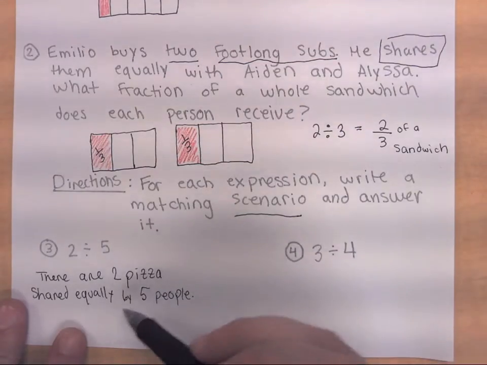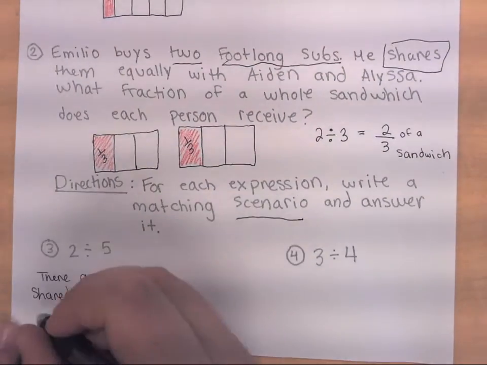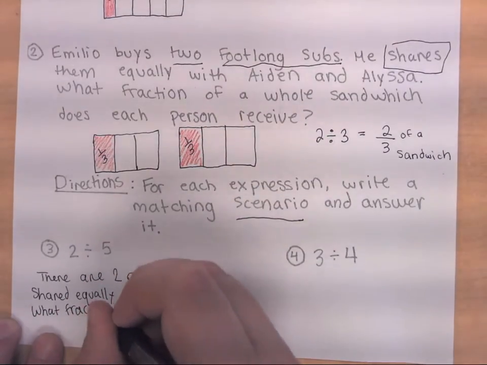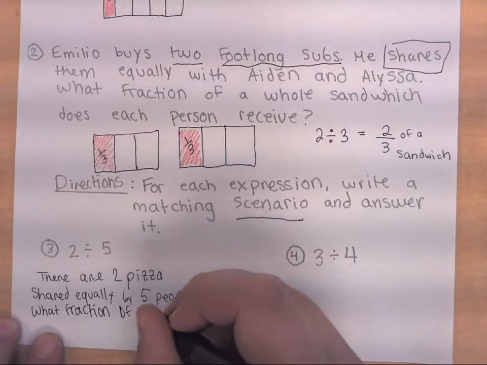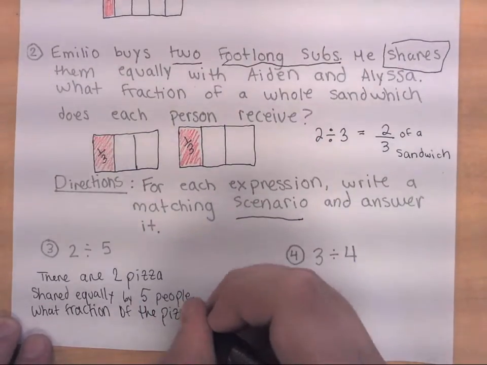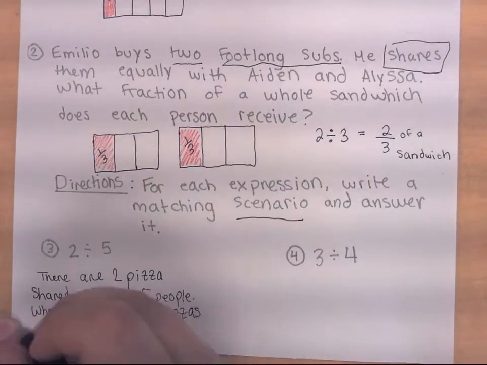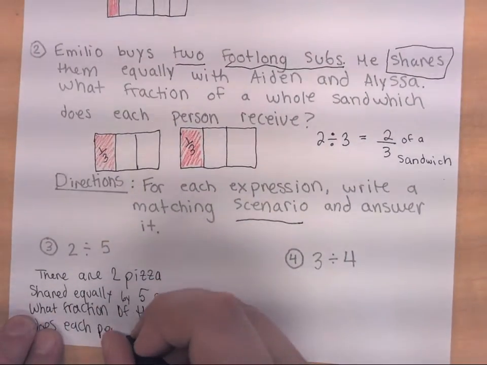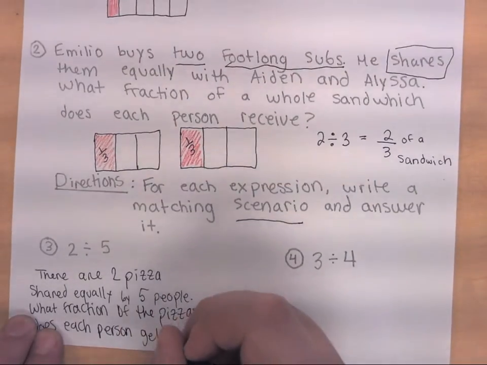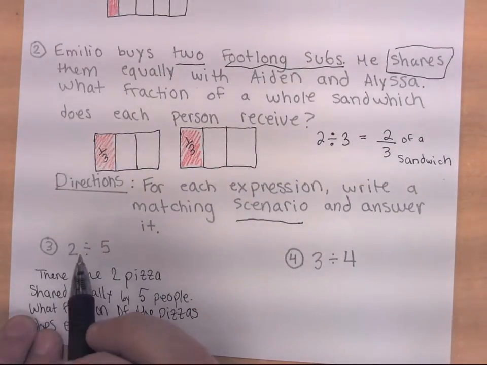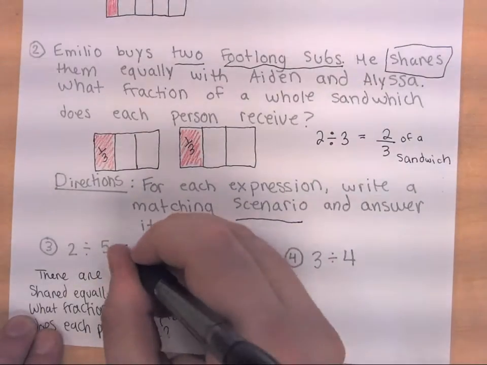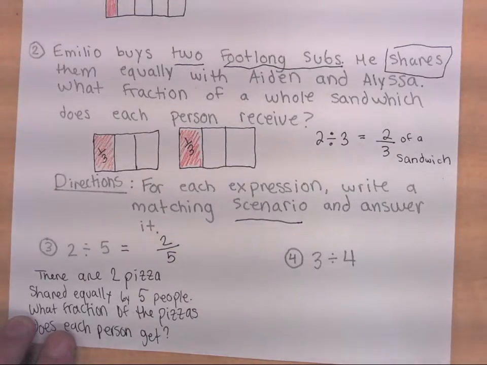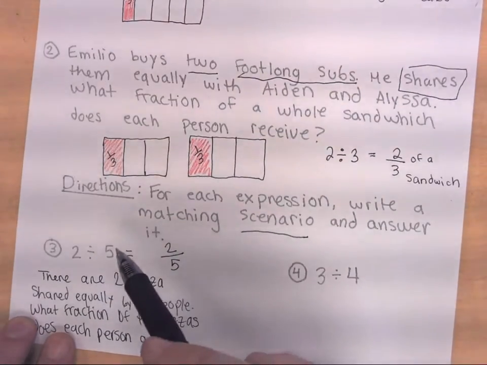So this would be our situation. Now, if we asked what fraction of the pizzas does each person get, we can answer that question by knowing that 2 divided by 5 is equivalent to the fraction 2/5. So a fraction, again, is essentially a division problem here.